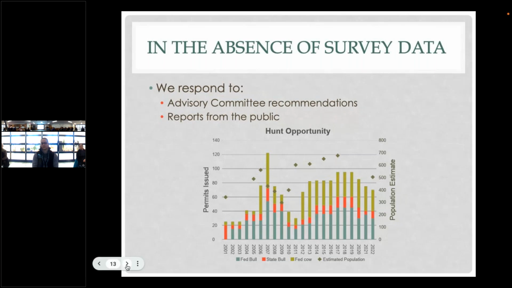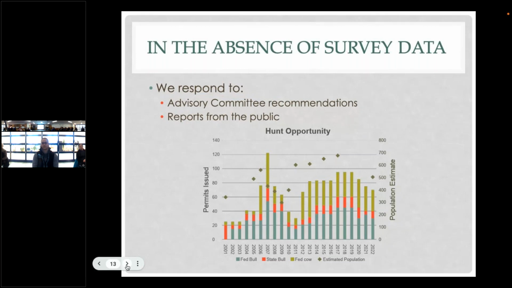So what you see on this graph, the diamonds here are population estimates over time. The total height of the bar is the number of permits that we issued in any given year. And then the composition of that, these golden bars are the cow contribution to that total harvest.